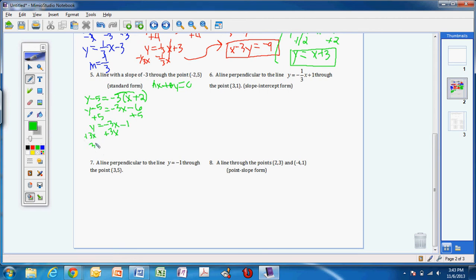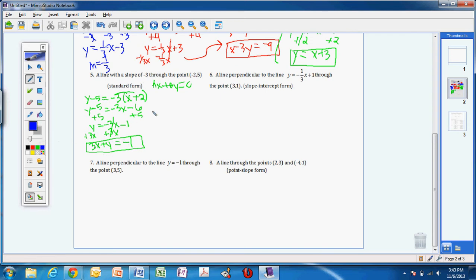So when I do that, I'm going to have a positive 3x plus y on this side. On this one, my 3x's are going to cancel. I'm left with a -1 on this side. So now looking at this, I want to check the coefficient of my x term. In this case, it's a positive 3. It's not a negative, it's not a fraction. So in this case, it's actually already in standard form for us. So the equation of a line with a slope of -3 through the point -2,5 in standard form looks like this. That is the equation of that line.